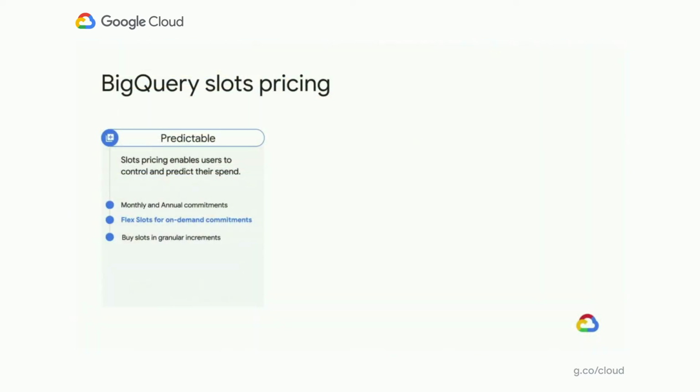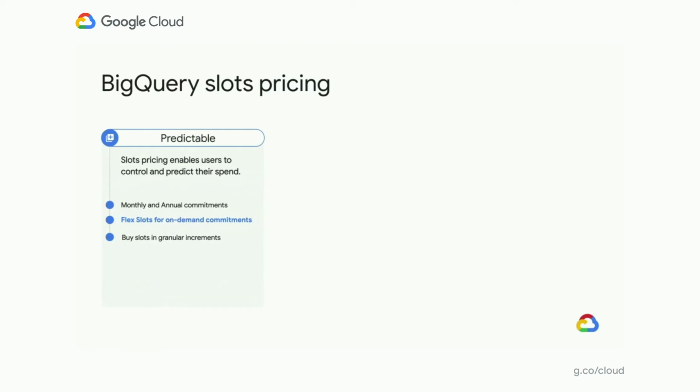So BigQuery slots pricing, let's talk about the benefits here. The first one, of course, is it's predictable, right? You control how much you spend, right? You explicitly tell us, I want to purchase X amount of slots, and it's going to cost me a certain amount of money. Now, I've mentioned before, we have 3 types of commitments. We have monthly, annual, and flex slots. Monthly and annual require you to commit to 30 days or a full year, and flex slots essentially have no commitment period, so you can purchase them and cancel them whenever you want.